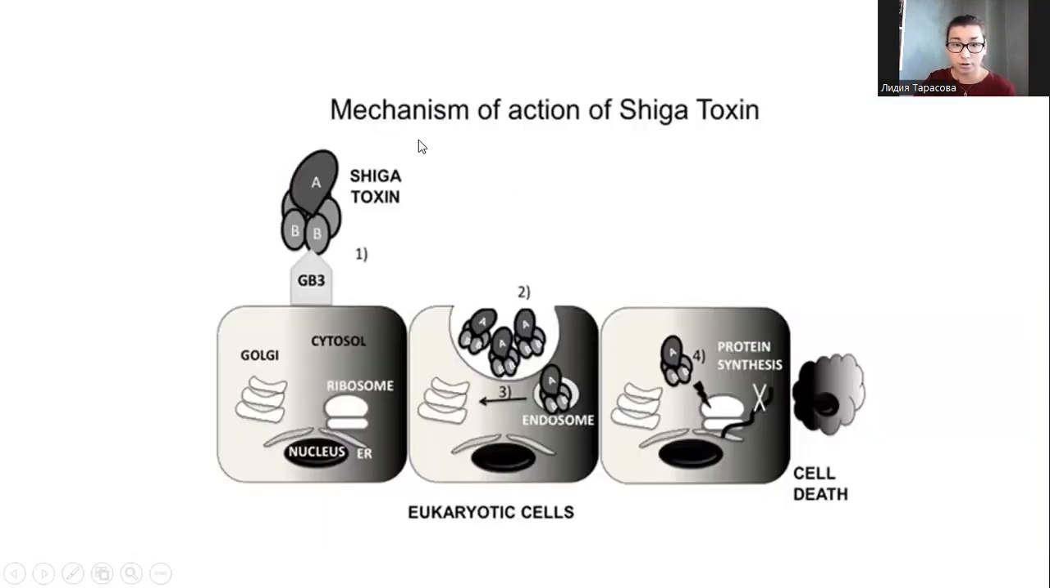and also in the pathogenesis of shigellosis, Shiga toxin plays a very important role. Shiga toxin is an exotoxin. So bacteria produce this toxin, and this toxin goes to the enterocytes and stops the process of protein synthesis, and that's why the cell will die. So this is the process of cell killing by breaking the process of protein synthesis.